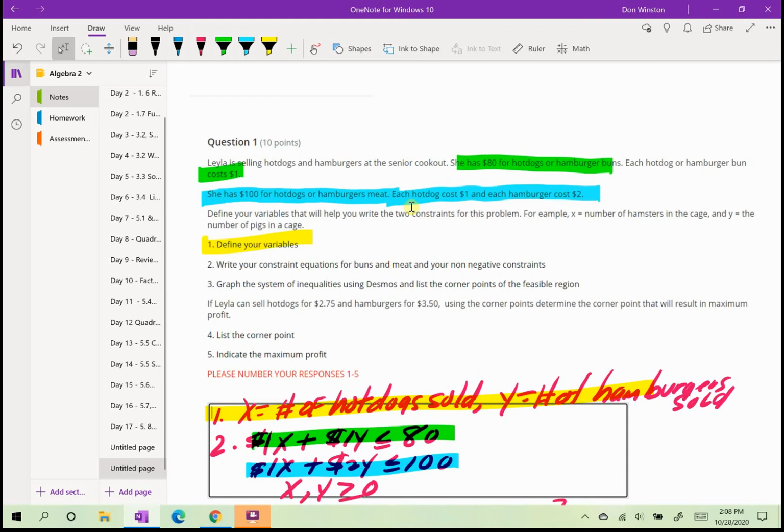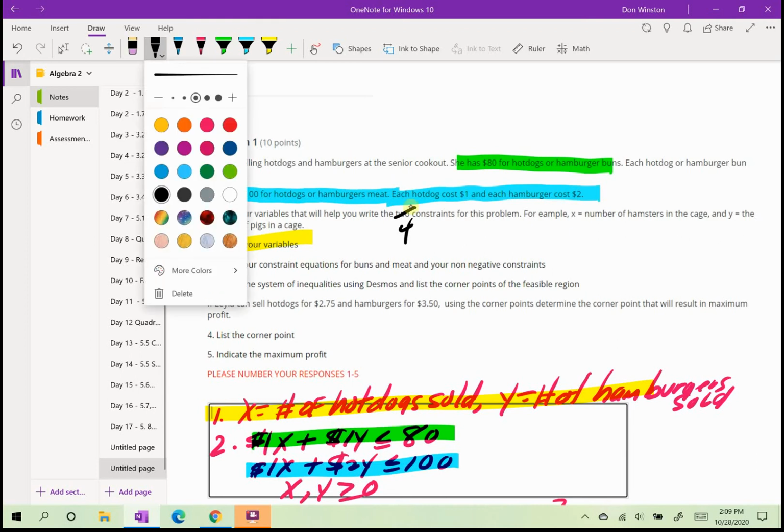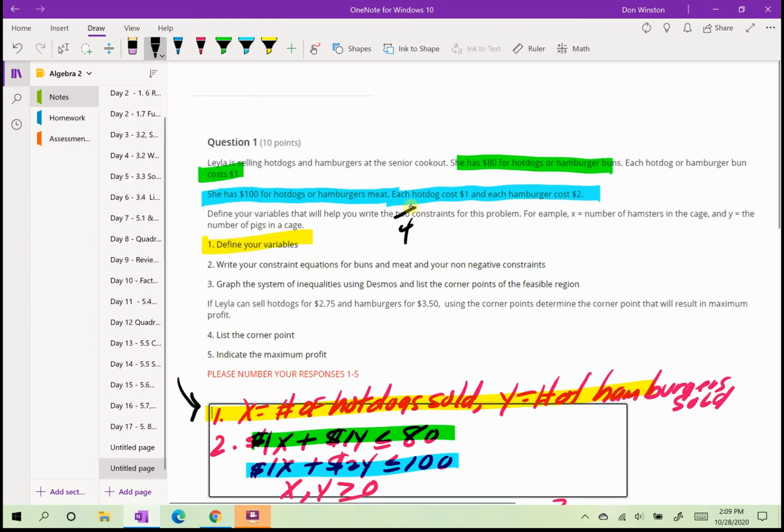So what you have to do, you have to define your variables that will help you write the constraints for this problem. For example, X is equal to the number of hamsters in the cage and Y is equal to the number of pigs in a cage. Actually, you'll have four constraints, and you'll see what I mean. You have to type that into the essay box down there. And please number your responses as well.